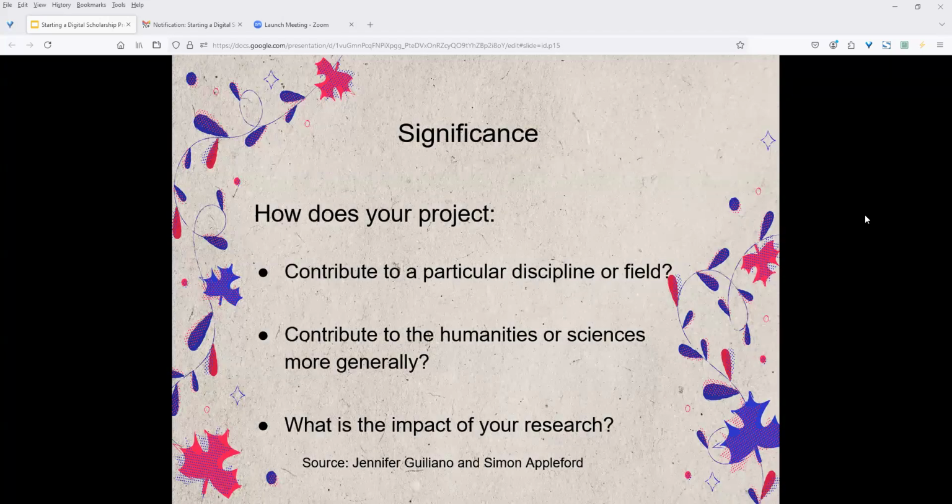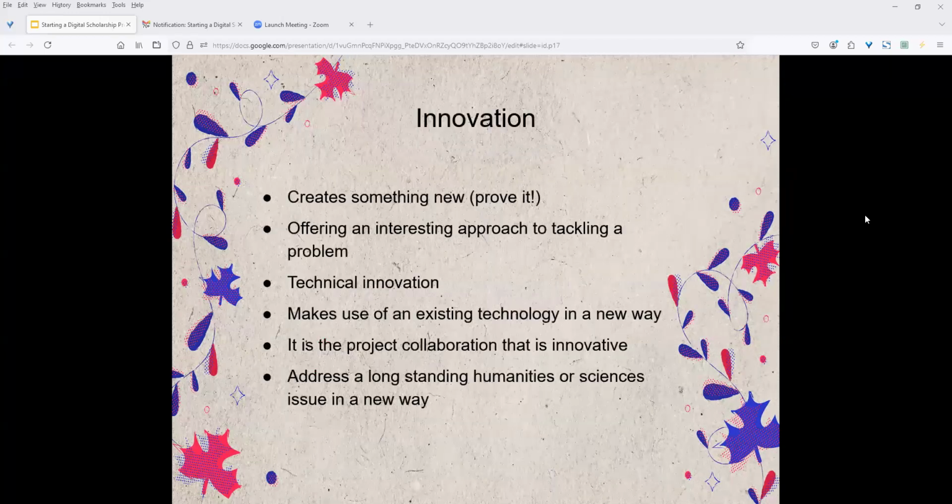If you look at the significance of it, how does your project contribute to a particular discipline or field? Does it contribute to the humanities or sciences more generally? What is the impact of your research? In short, what are you going to change? What needs changing out there? So that's the significance. Now, the innovation part is that you can create something new, and you're able to prove it, by the way.